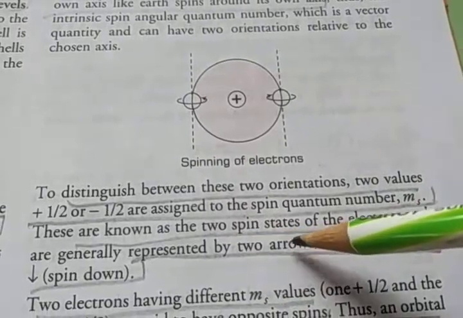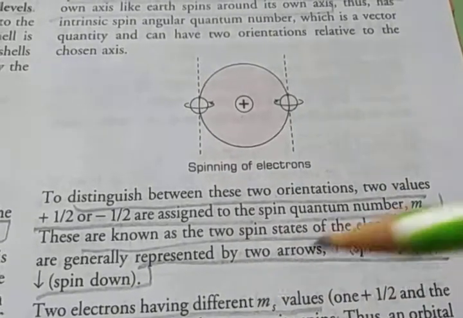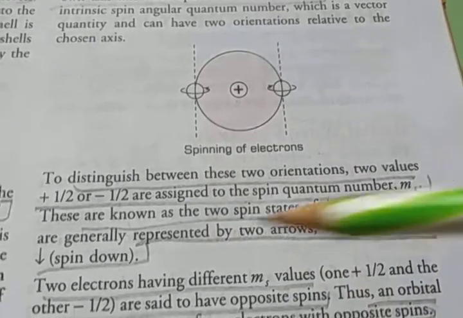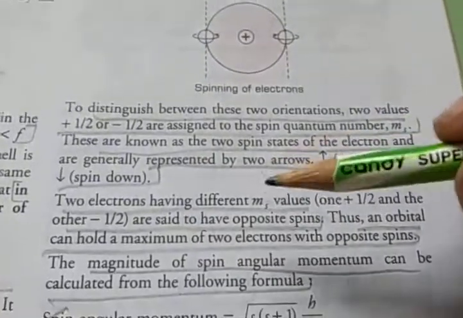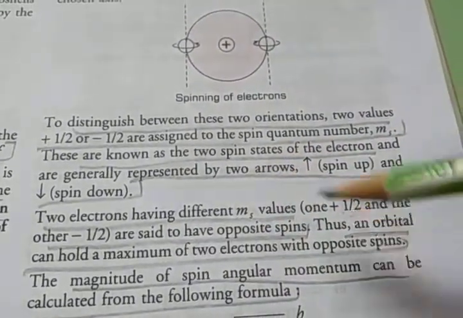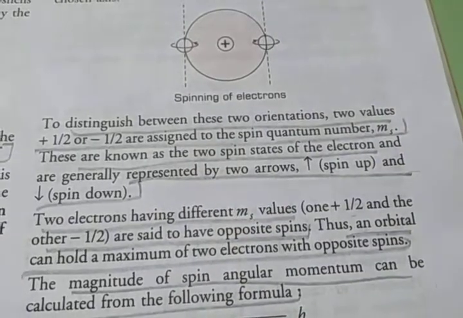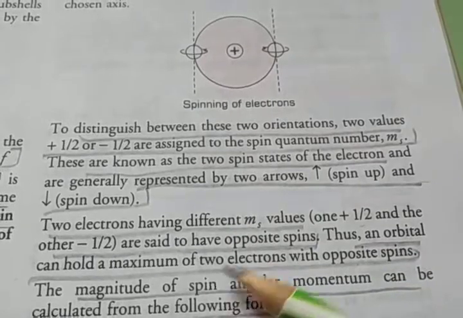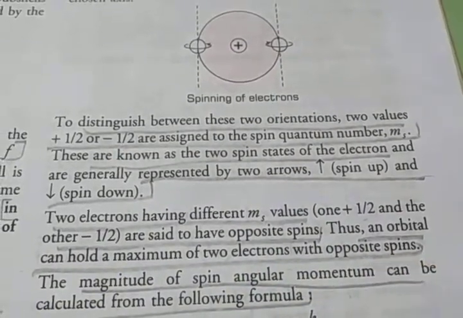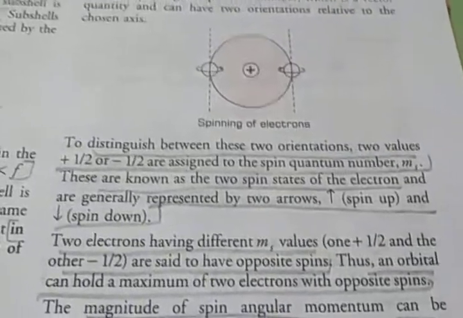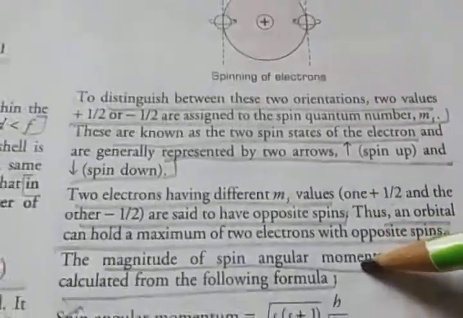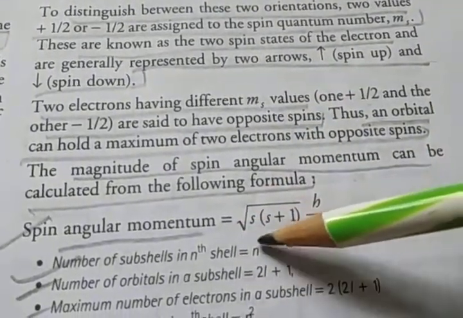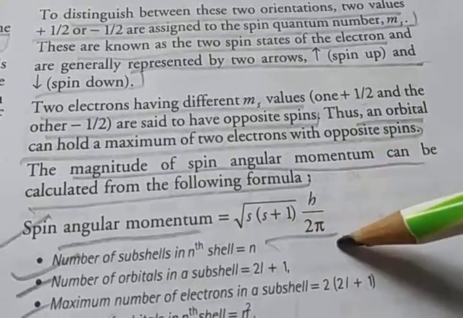These are known as the two spin states of the electron, represented by two arrows, spin up, the upper arrow, and spin down. Two electrons have different m s values, plus half and minus half, so they have opposite signs. So an orbital can hold a maximum of two electrons with opposite spins. The magnitude of the spin angular momentum can be calculated from this formula: spin angular momentum is root s into s plus 1, h upon 2 pi.